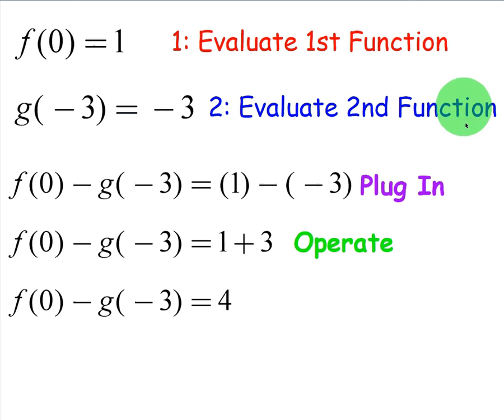That's step 2. Step 3 is to plug in. Now this is f of 0 minus g of negative 3, so we will be subtracting a negative. Notice how I'm being careful to put my parentheses. That's because it ends up being 1 plus 3. Final answer is 4. f of 0 minus g of negative 3 equals 4.